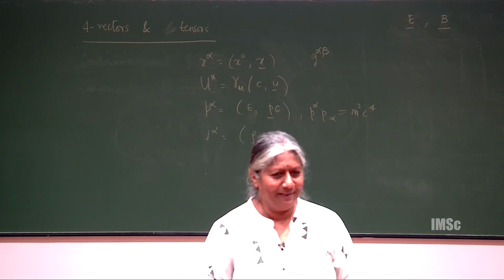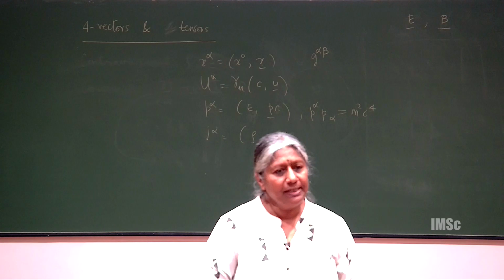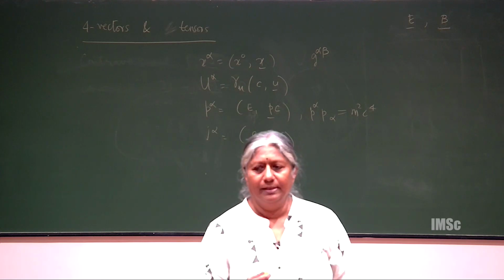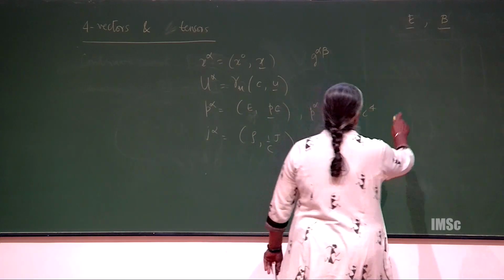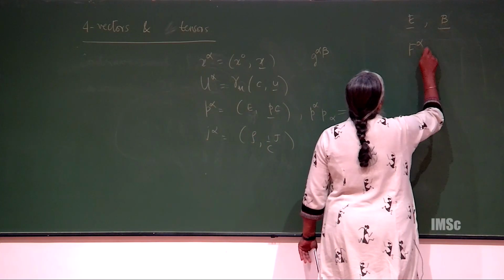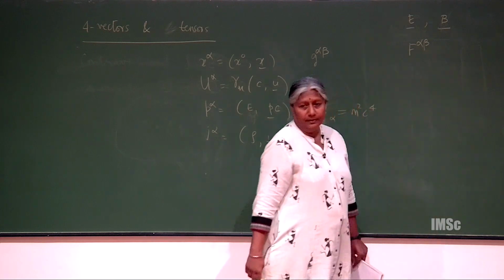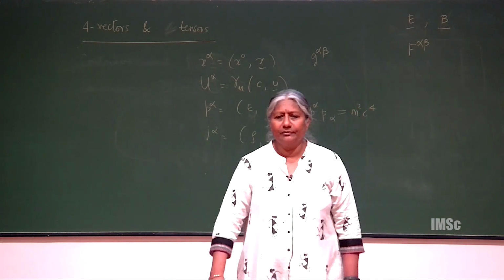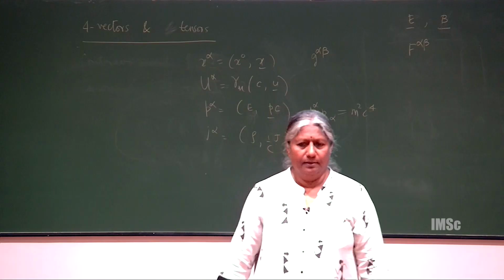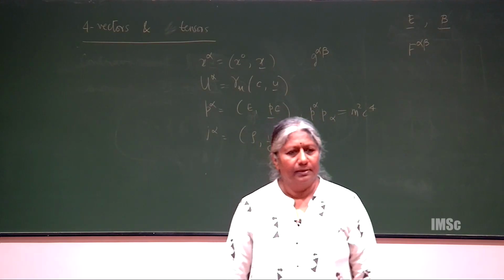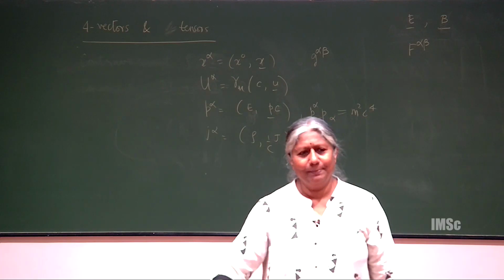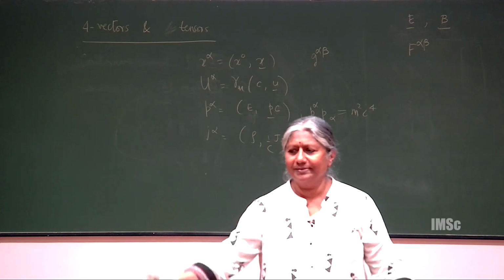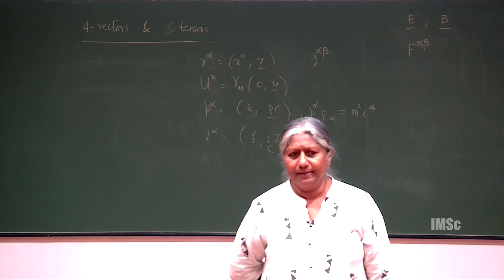You remember F alpha beta I introduced, right? So actually E and B are elements of a single second rank tensor which is called F alpha beta. And the elements of F alpha beta will be E and B. How many components are there in F alpha beta? 16, right? It's a 4 by 4 matrix, right? Alpha goes from 0 to 3, beta goes from 0 to 3. You can think of a matrix as a 4 by 4 matrix, right?